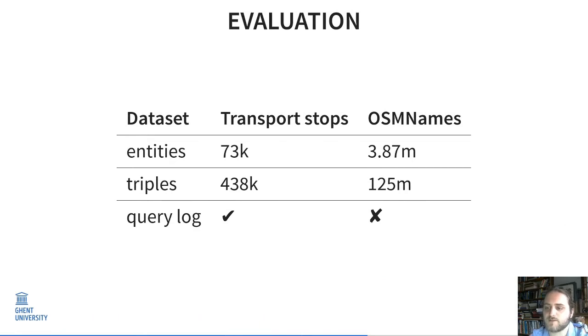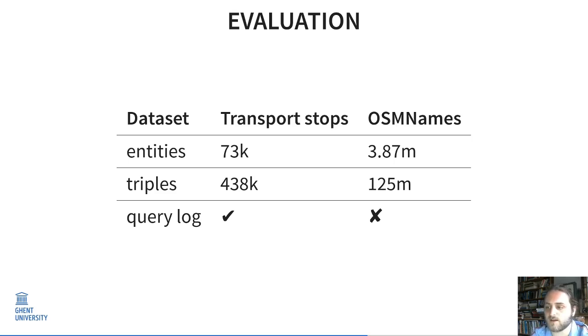Okay, so now that we have explained our approach at indexing and fragmenting the dataset, it's time to evaluate the approach. How well does evaluating prefix queries over these fragmentations actually work? For this, we made use of two datasets. We made use of a dataset of the public transport stops in Flanders. This one had 73,000 entities, containing in total 438,000 triples. And for this one, we had a query log available.